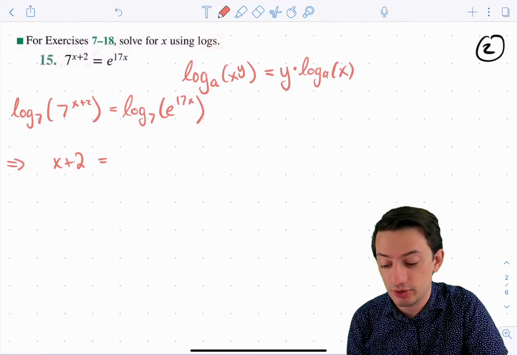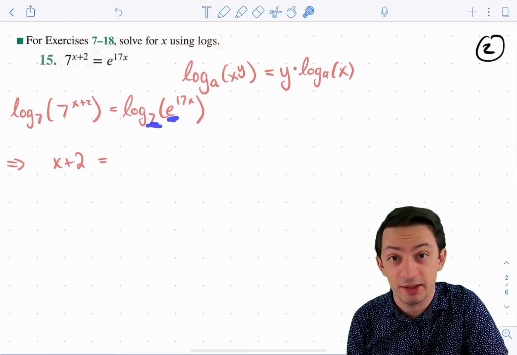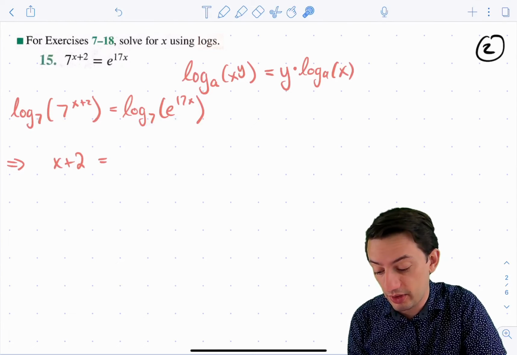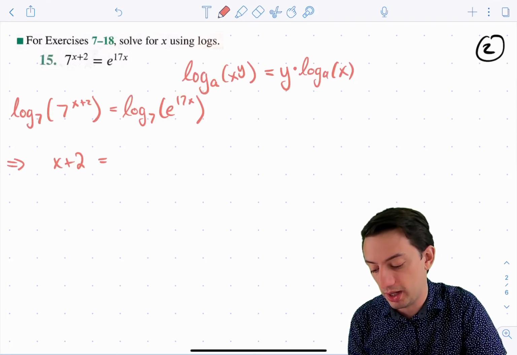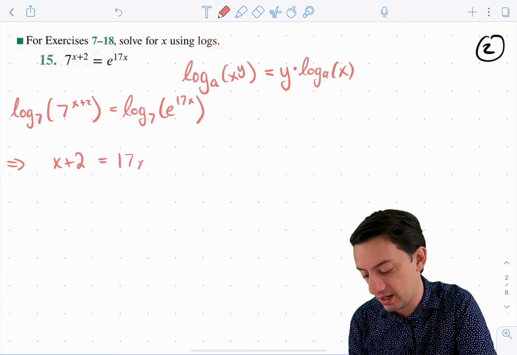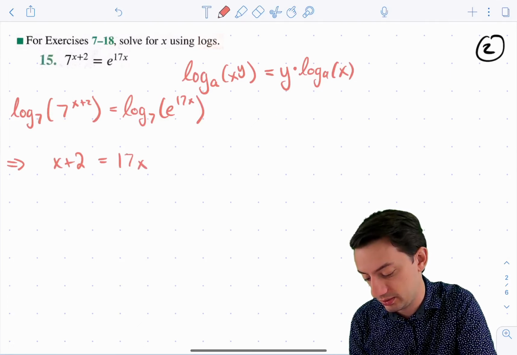Now, on the right-hand side, that trick doesn't work. Log base 7 does not cancel out e. But we still have this property that says the 17x can come out front as a multiplier. So that becomes 17 times x times log base 7 of e. Now this quantity will be some number. There's no x's in here. We don't know what it is without a calculator, but it's some number.